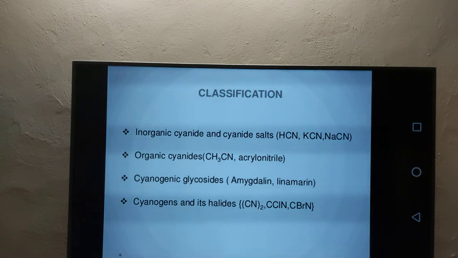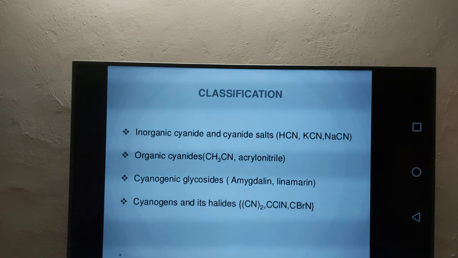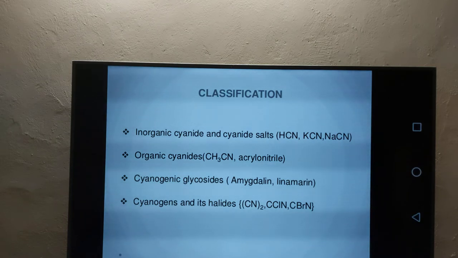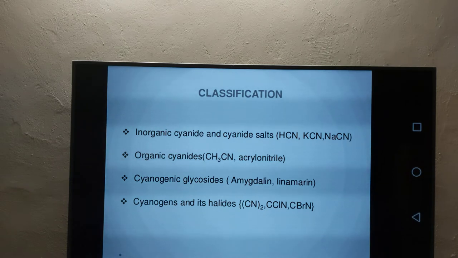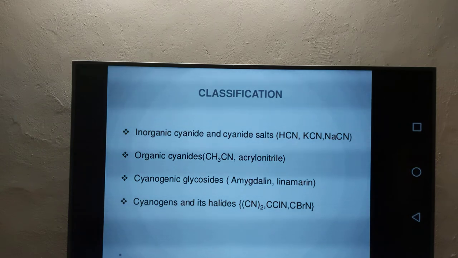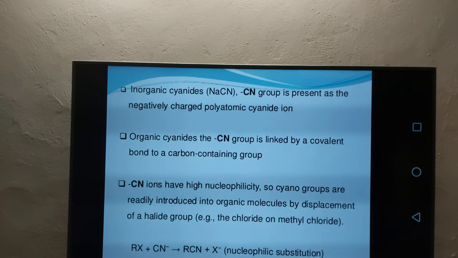Organic cyanides: cyanogenic glycosides are available in plant products, such as fruits, seeds and leaves of papaya and lotus, among others. Also cyanogens and its halides. Inorganic cyanides: the CN group is present as a negatively charged polyatomic cyanide ion. Okay, just go through it.